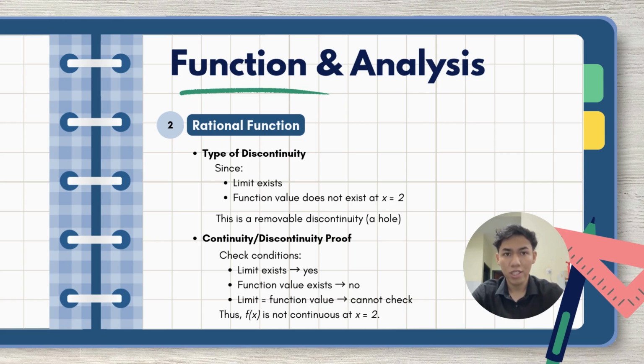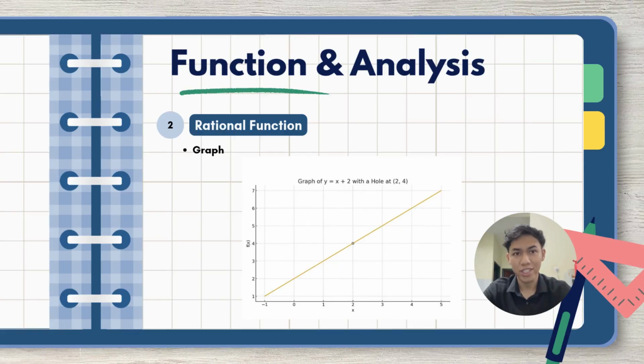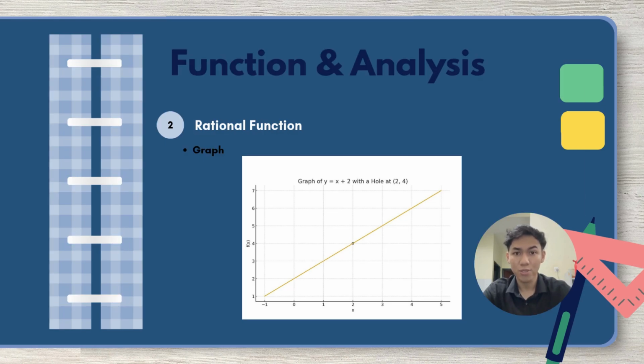So the continuity or discontinuity proof is to check the conditions. If the limit exists, yes for the limit. For the second, the function value exists, no. And lastly, is the limit equal to the function value, we cannot check. Thus, f(x) is not continuous at x equal to 2. The rational function graph has one line with a hole at 2 and 4.